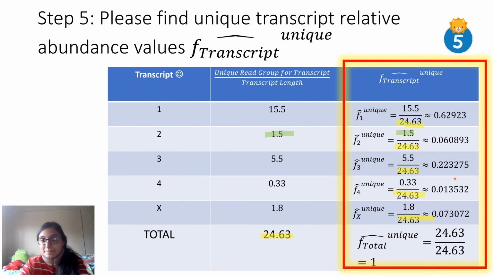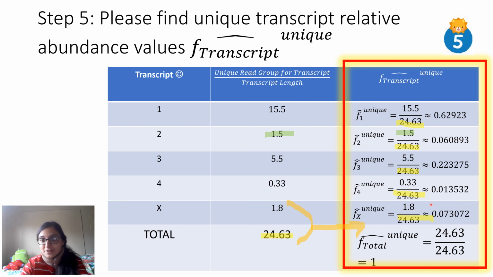Then we have about 1.35, pretty low for transcript 4, slightly higher than transcript 2. For transcript X, it's about 7.3. Again, you take the unique read group for a transcript divided by the transcript length, and you take this value out of the total. That's how you calculate your unique transcript relative abundance values for transcript X as well, this 1.8 divided by the total.